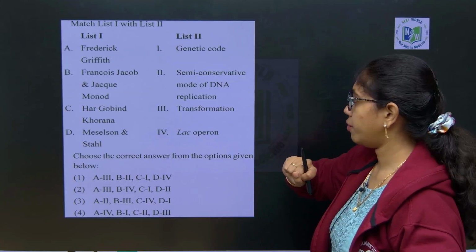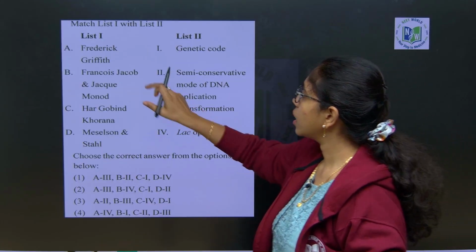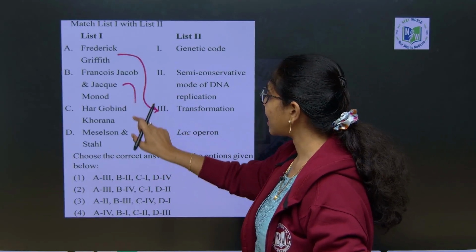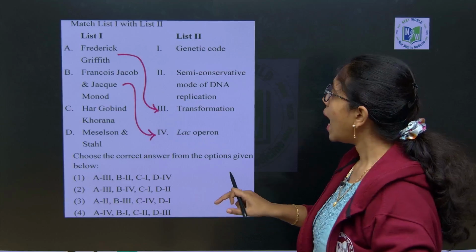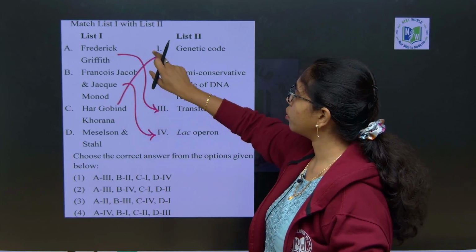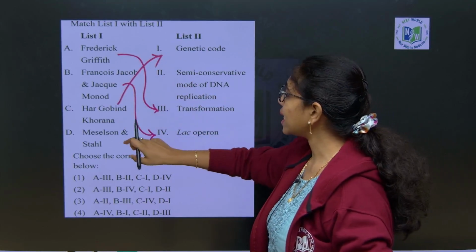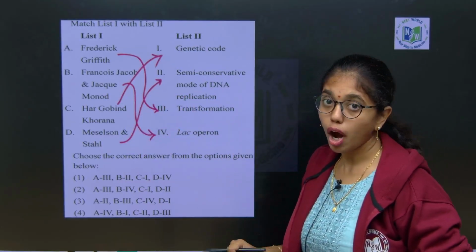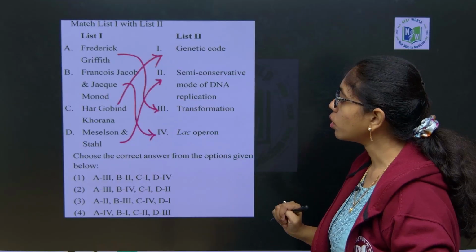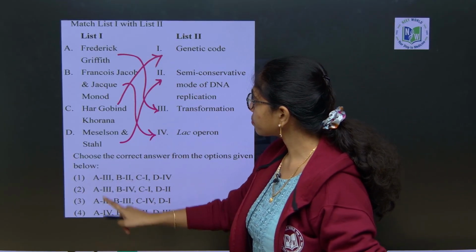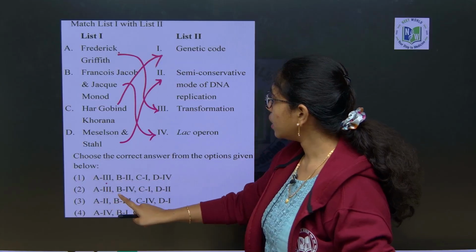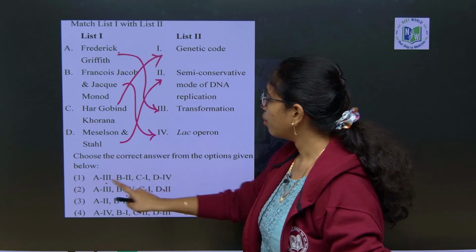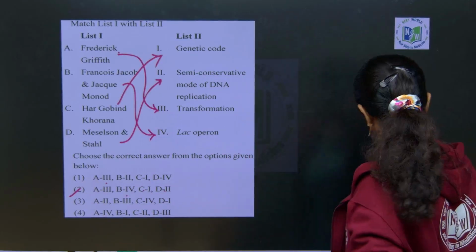Next, Frederick Griffith has given us the transformation principle. Next, Jacob and Monod gave us the lac operon model, that is gene expression. Har Gobind Khorana gave his contribution in genetic code. Meselson and Stahl gave the experimental proof for the semi-conservative mode of DNA replication. So, here if you clearly see, A is 3, B is 4, C is 1 and D is 2. Option 2 is the correct answer.